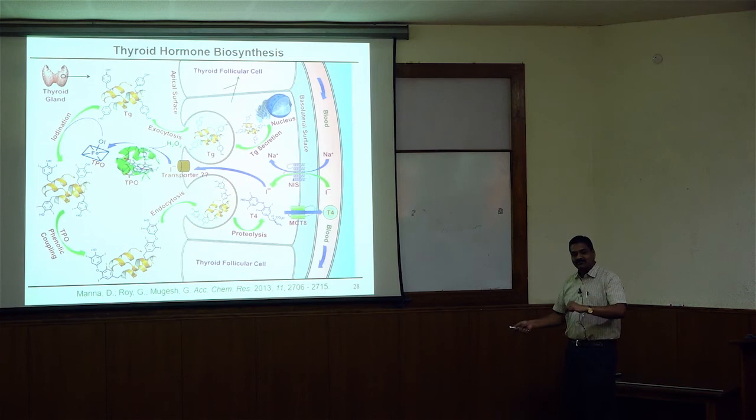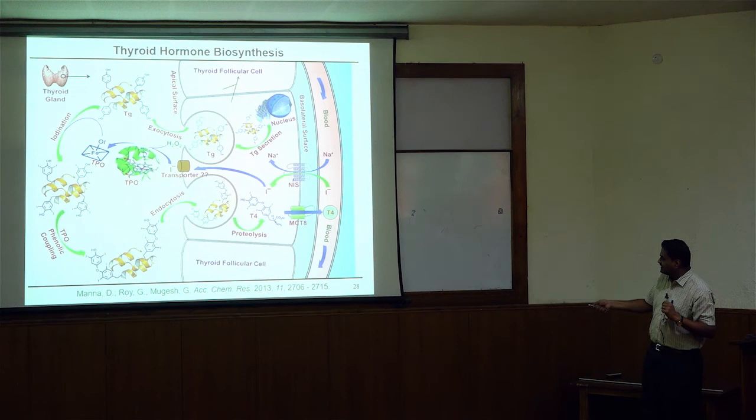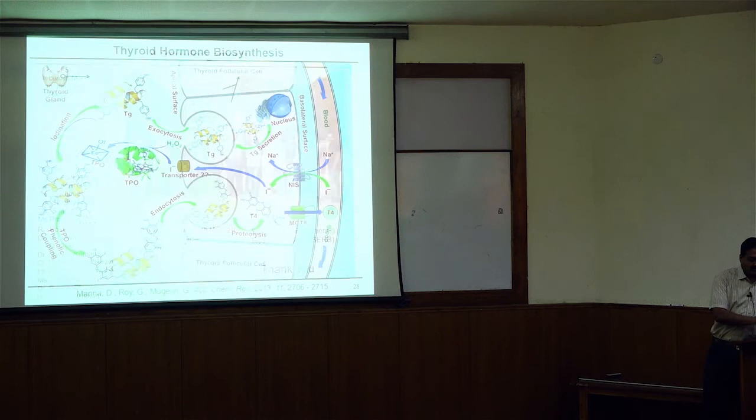And what we are thinking is that possibly halogen bonding, once halogen is introduced, facilitates the re-entry of this molecule inside the cells. And this is the key process in the synthesis of thyroxine. And then they get out of the cells, enter the bloodstream, and go into the various parts of the body to actually show the biological activity.